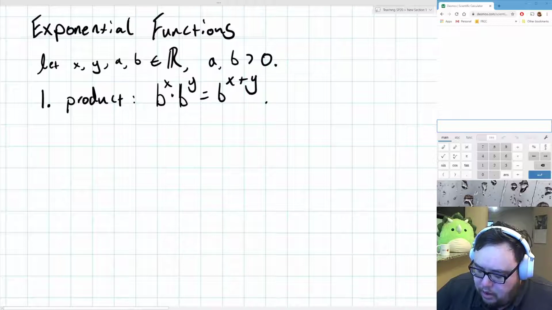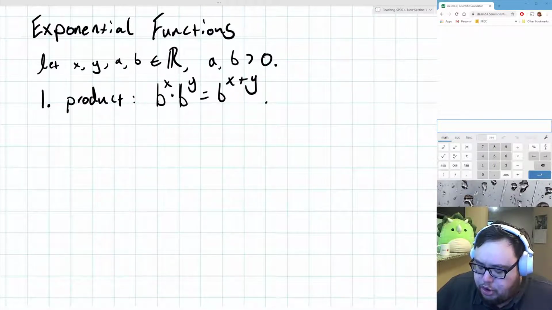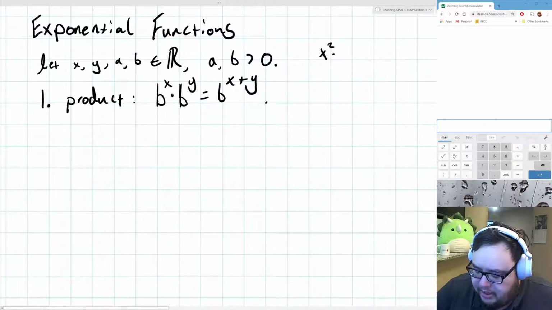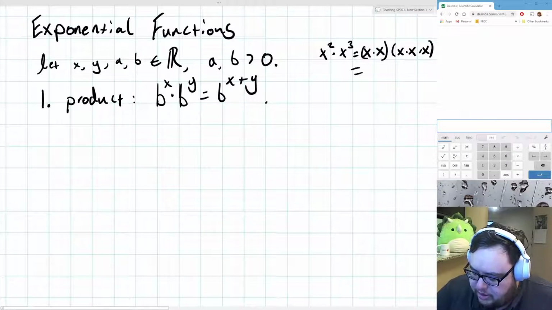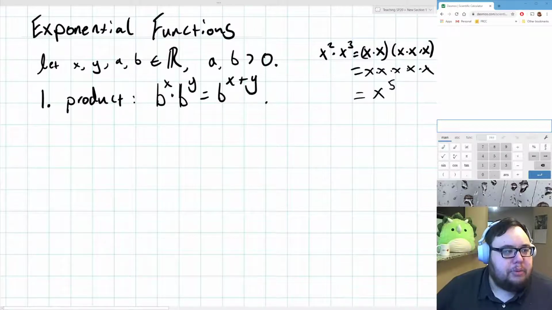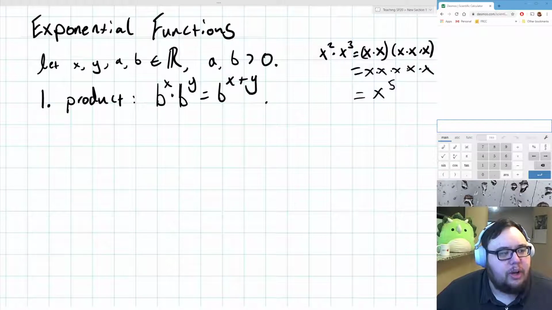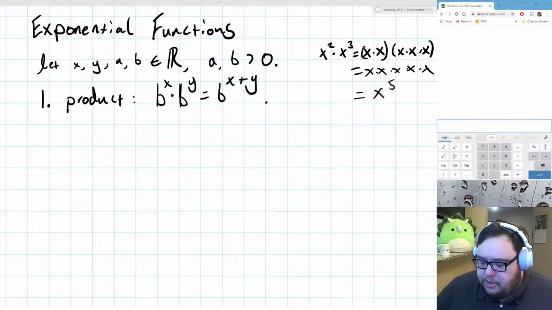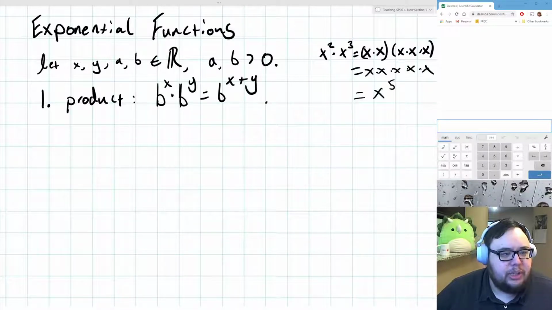These tend to make a lot of sense when you visualize x and y as being an integer amount, because what's x squared times x cubed? Well, that x squared is just x times x, right? And x cubed is x times x times x. So that's x times x times x times x times x. It's all multiplication, so the parentheses are unnecessary. So we get 5 x's, or x to the power of 5. Again, a property that makes sense. You guys have all probably seen it or used it before, but it's good to write it down very carefully. Another reason is that we're going to see some really nice properties for logarithms that are really similar.